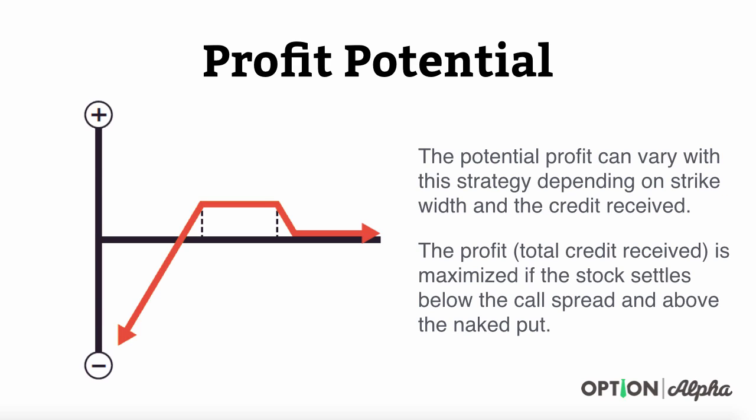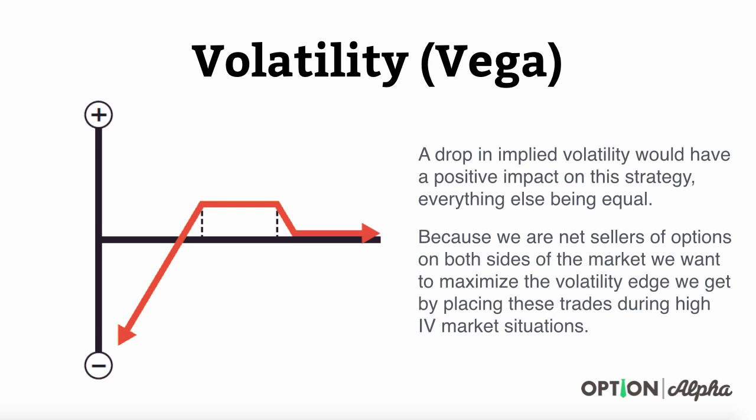The total profit that you get, your total credit received, is only maximized if the stock settles below the call spread that you sold and above that naked put. And it's basically on this payoff diagram, right inside those dotted lines that we have vertically. That's where we see our profit maximized when the stock settles in between our range and all of our options expire worthless.